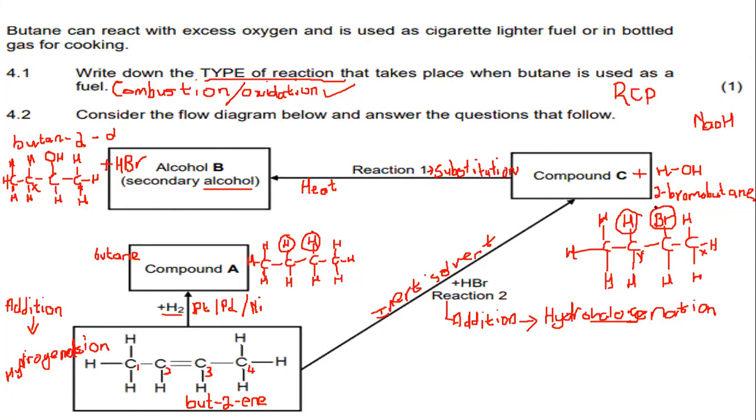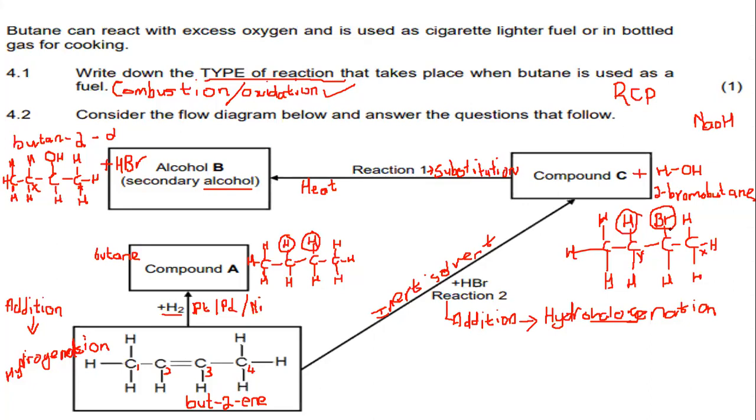Then for compound C, I told you it's 2-bromobutane. Why? Let's start with the parent chain. The parent chain, it's 1, 2, 3, 4 carbons. So it's a but. This looks like an alkane because it's a hydrocarbon, but there's also a halogen, so it's a haloalkane. So the name ends with ANE. So we are done with the parent chain.